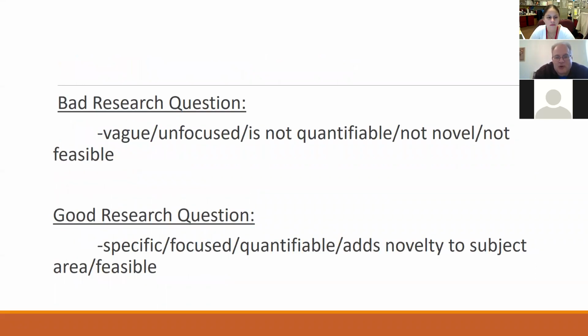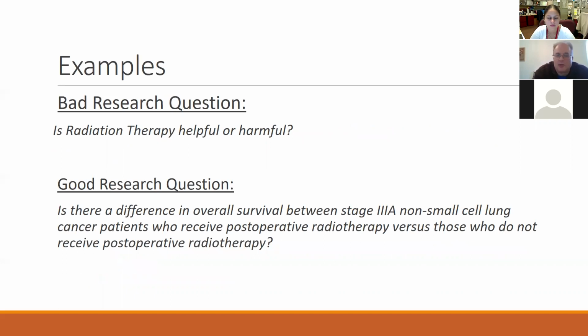So bad research questions tend to be very vague, they're unfocused, they're not really quantifiable, and we'll see a couple of examples. Obviously, a good research question is very specific, very focused. It has a very quantifiable endpoint. So here's an example. What would be a bad research question? Or not so much bad, just not very specific. So for example, is radiation therapy helpful or harmful?